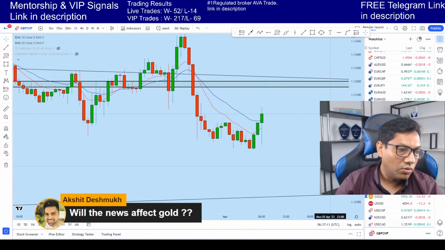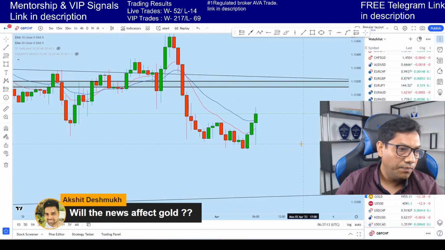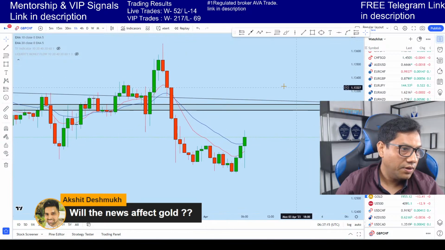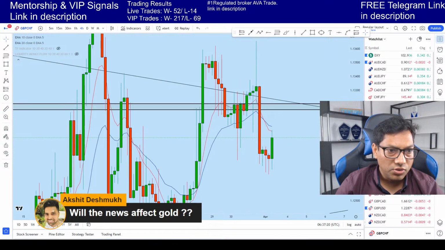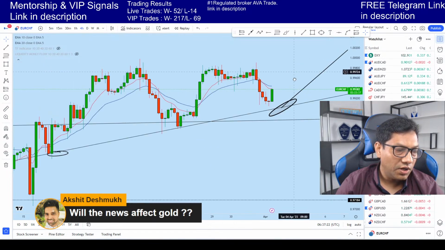From the 1 hour on GBP CHF, there is a big liquidity gap here. Just trying to see what CHF is trying to do.